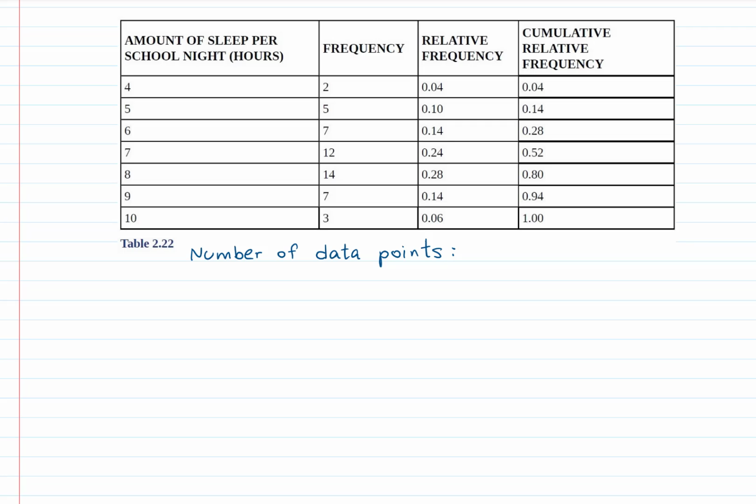We look here at this column, the frequency. You see 2 people said 4 hours, 5 people said 5 hours, 7 people said 6 hours, and so on and so forth. So those numbers tell us how many people were asked, right? Just add these numbers up. What's that going to come out to be?